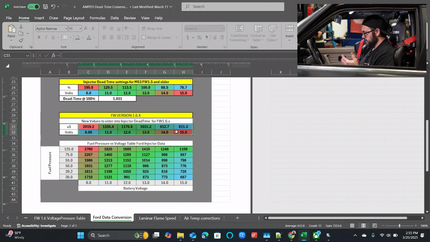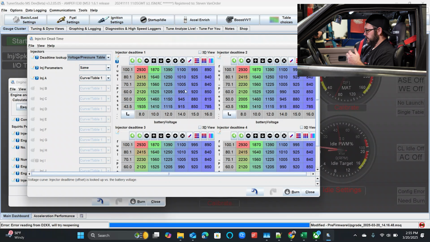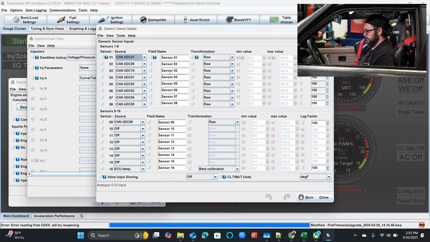In 1.6, a big change is that you can either use a dead time curve or you can use a dead time table. A dead time table is really effective if you've got a vehicle that has fuel pressure input. You can use a voltage versus pressure table, and to do that, you're going to come over here to generic sensor inputs. You'll set yourself up a fuel pressure sensor, and it's got to be scaled in kPa, not in PSI. It must be scaled in kPa.